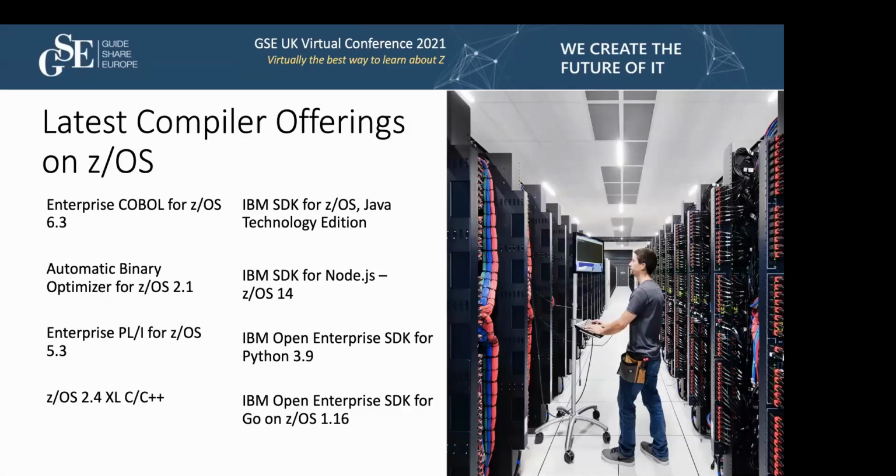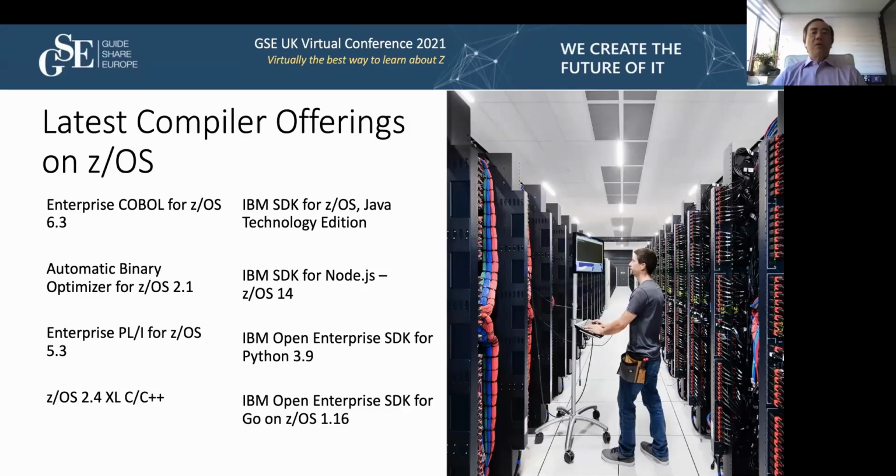Oh, perfect, thank you. So here are the latest compiler offerings on z/OS. We have the COBOL compiler, which has been around for a long time. We also have an optimizer product that automatically optimizes the binaries generated by the COBOL compiler, called Automatic Binary Optimizer. And we have PL/I, C and C++. This is really on the traditional side.